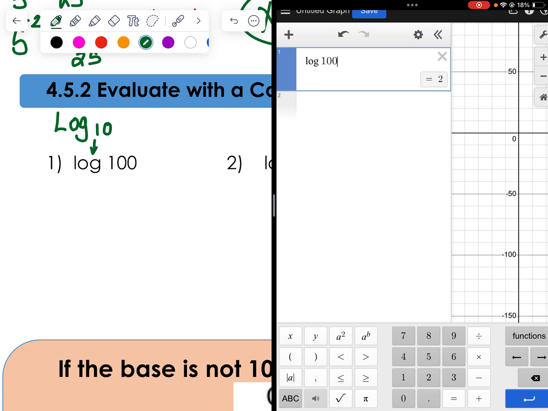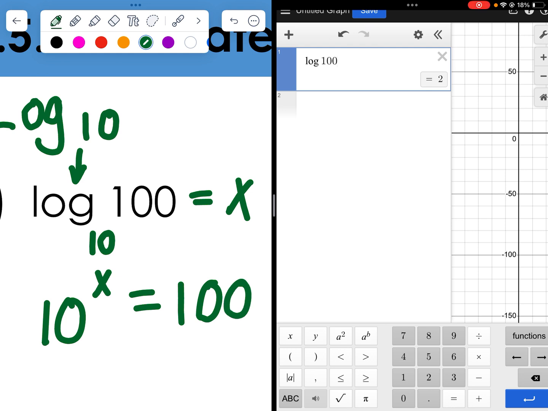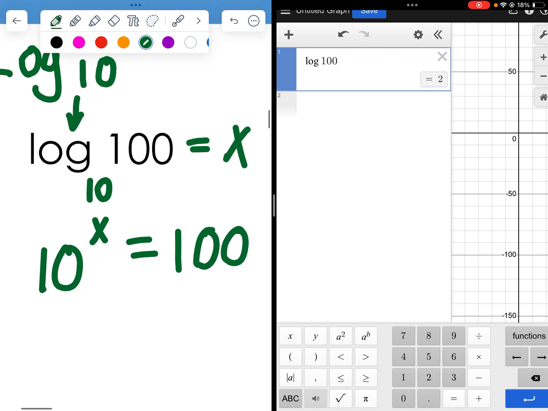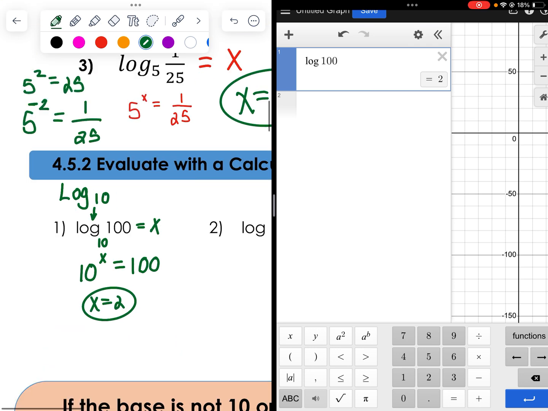But again, if you were to think about this mentally, the question is 10 to what power equals 100? As Desmos showed us, that exponent needs to be a 2. 10 squared is 100. Okay?